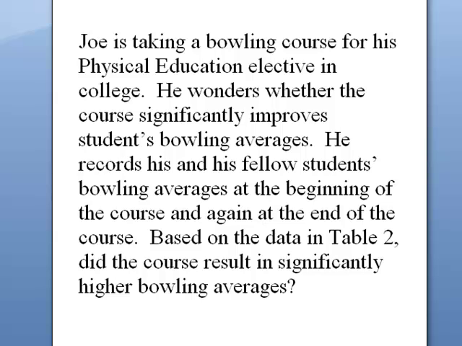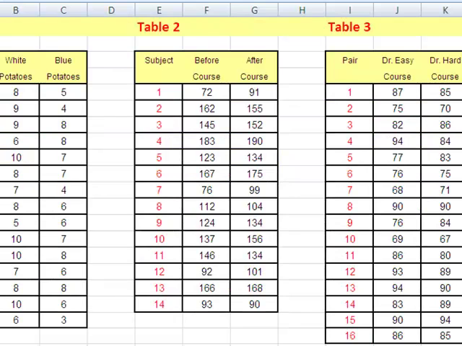So the null hypothesis for this particular investigation is that there is no significant difference between the bowling scores before the class began and after the class ended. To test that hypothesis, we're going to look at the data in Table 2, and we see the before course averages and the after course averages. And since we're doing a before and after for the same student, we're going to use the paired t-test.